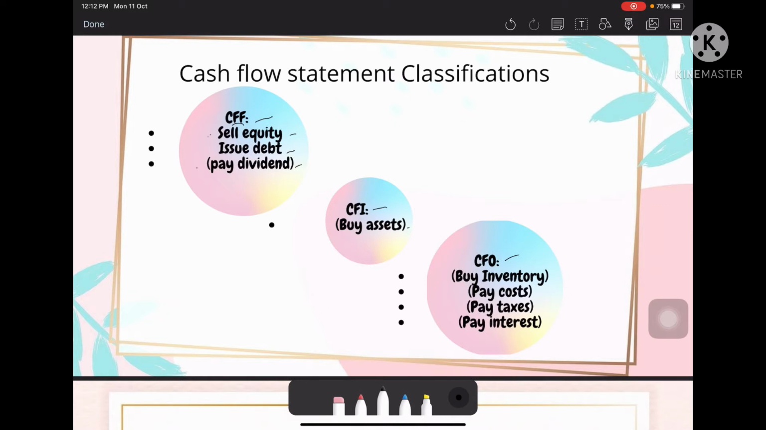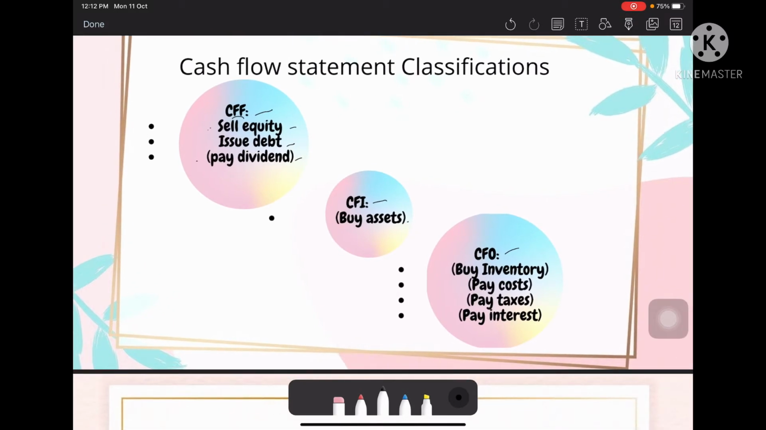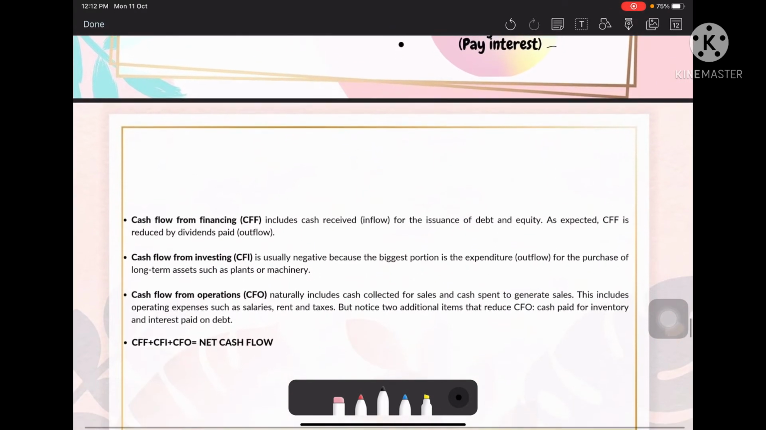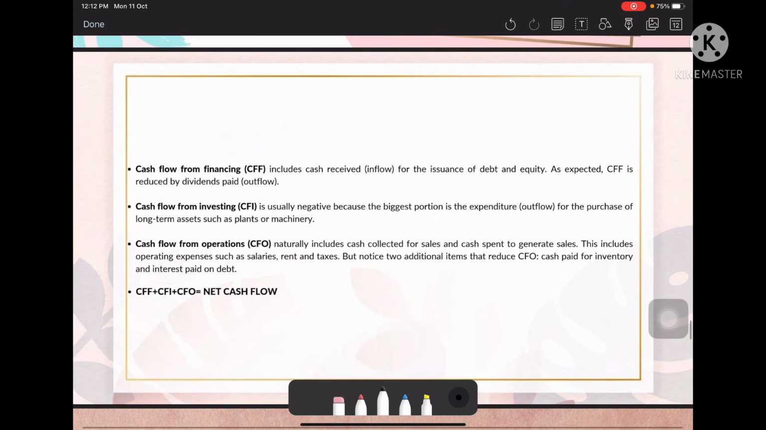And then next is the CFO, cash from operating. Most of it here is, for example, buying inventory. When we buy inventory or our stock, of course the money is an outflow. So we pay costs, pay taxes, pay interest. It involves outflow, or money going out. So that is just to show you some examples.